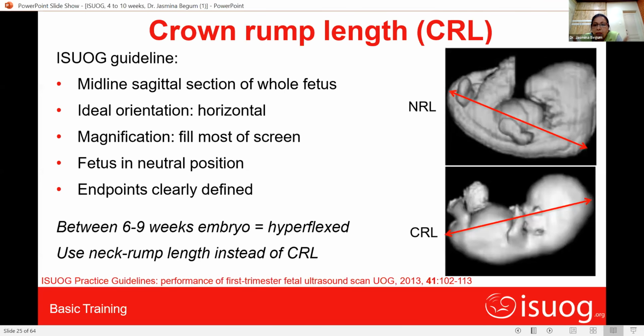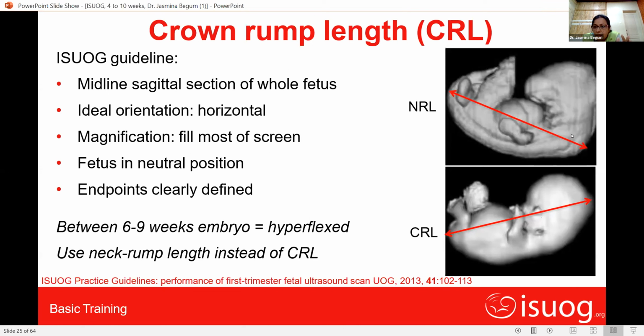The endpoint should be clearly visible. So you can see the image. This is taken after 9 weeks. The whole fetus is focused in sagittal section. We are seeing the whole fetus starting from the crown, the top where you're placing your caliper, to the rump, where you have to end the endpoint. So the whole length, that is the greatest length of the fetus, is taken.